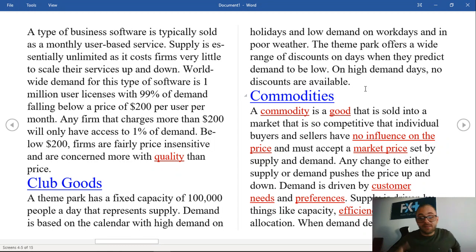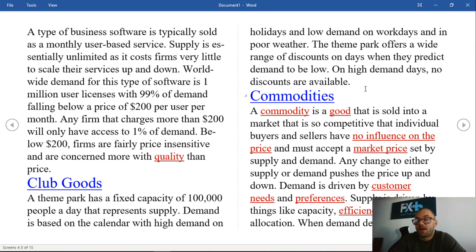So back to our topic, commodities, again, because we pretty much stopped in the middle. As we said, and that's one of the reasons that I trade commodities so often, a commodity is a good that is sold into a market that is so competitive that the individual buyers and sellers have absolutely no influence on the price and must accept a market price set by supply and demand. Any change to either supply or demand pushes the price up and down, as we already discussed and established.